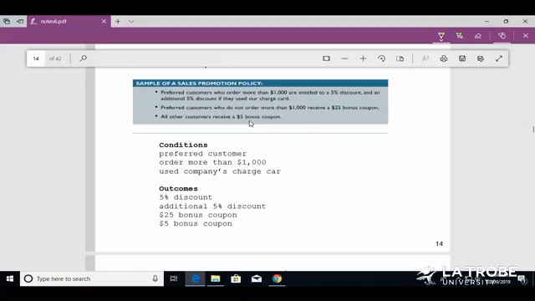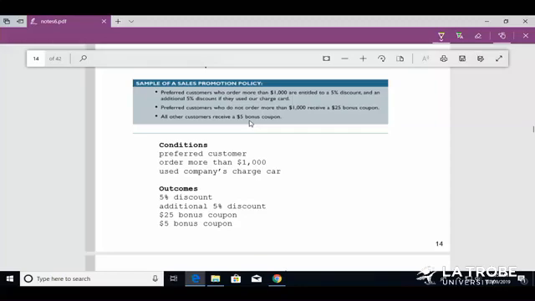Preferred customer? Do we have a preferred customer here? So can we say this is a condition, right? That customer, if he orders more than 1,000, will get a 5% discount. So 5% discount is my outcome. My first outcome is a 5% discount, and an additional 5% discount if they use our charge card.